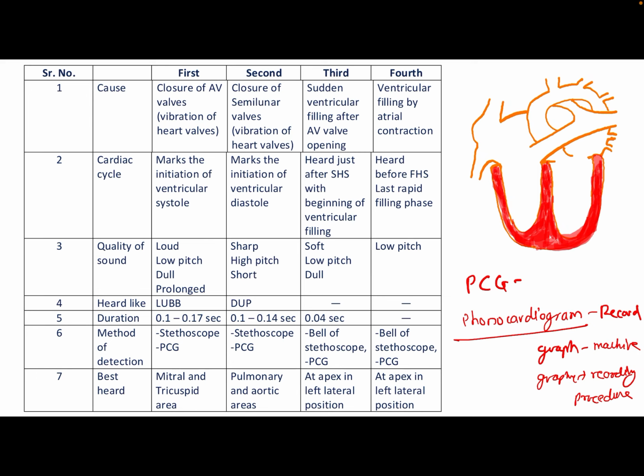So first heart sound is heard at all the four areas, but it is best heard at mitral and tricuspid area. Second heart sound is heard at all the four areas, but it is best heard at pulmonary and aortic area. Third heart sound, it is heard at apex in left lateral position. Also fourth heart sound is also heard at apex in left lateral position.